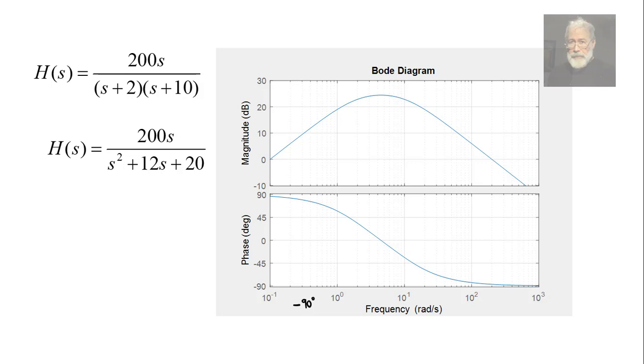Let's superimpose the approximated ones that we obtained in the previous slides to see how close we were to the reality here. That is the approximated amplitude plot, and this is the approximated phase plot. Not bad, huh?